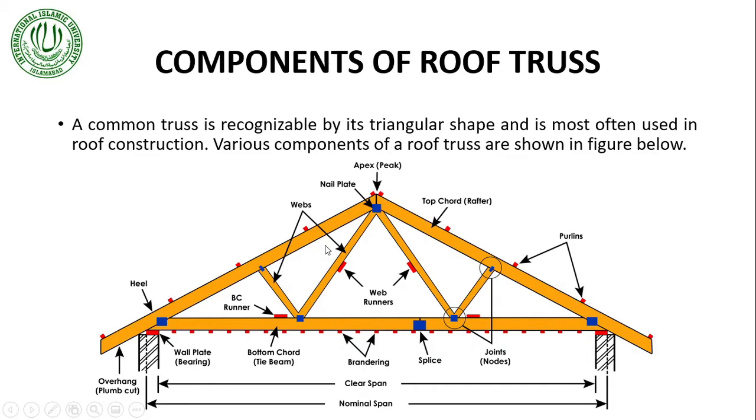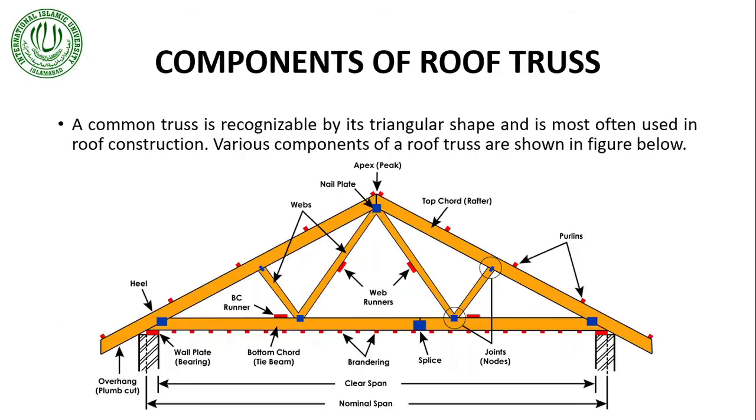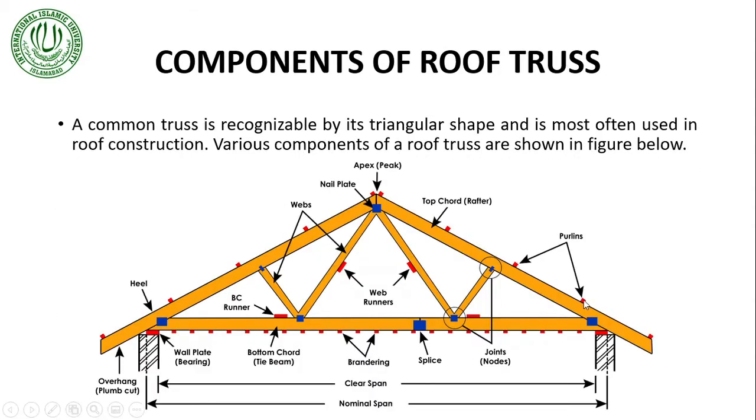Webs are members that join the top and bottom chords to form a triangle pattern. These are the webs. They are comparatively thinner than the top chord and bottom chord, and they actually connect the top chord to the bottom chord. Purlins or battens are always placed last, horizontally across the rafter, most times 3 feet apart. These are the purlins as shown in the picture, and the distance between them should be a minimum of 3 feet.